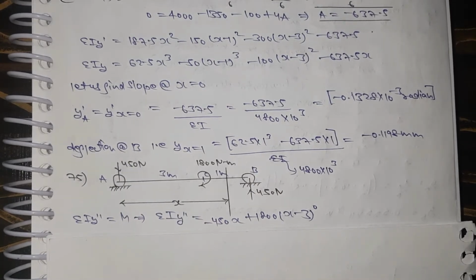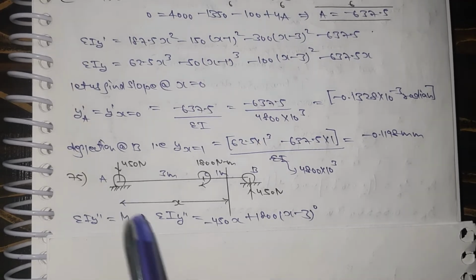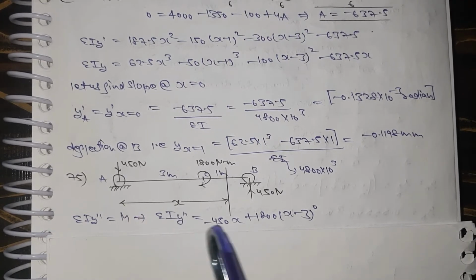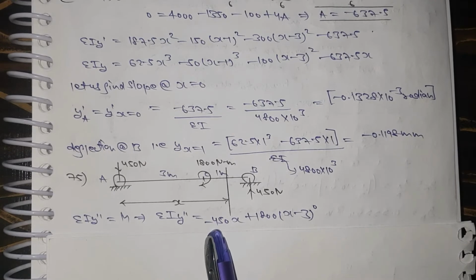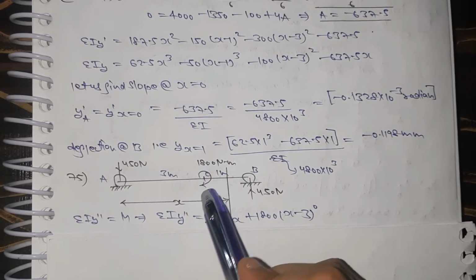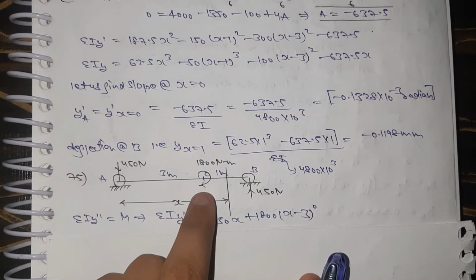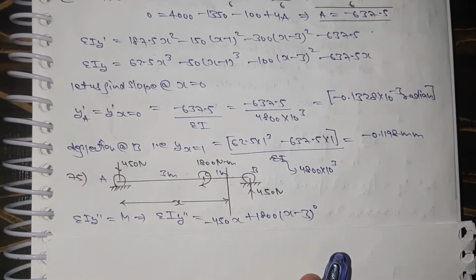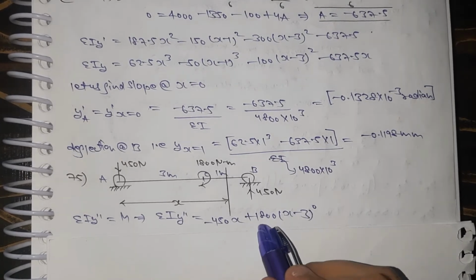What is the nature of the bending moment it is producing? Of course it is producing hogging. So 450 into x, with a negative sign, because it is giving us hogging bending moment. Now what about this 1800? You can clearly see, guys, it is definitely sagging bending moment. So with plus sign I'm going to write 1800.